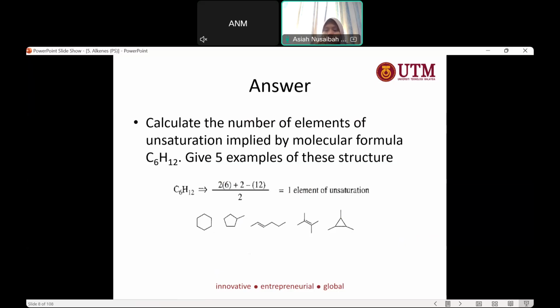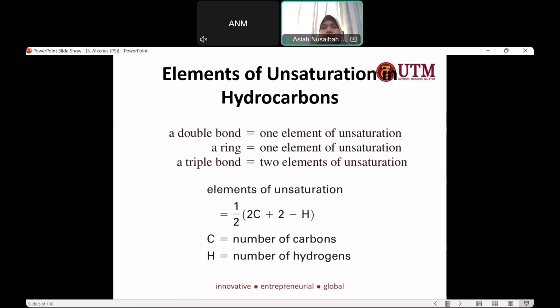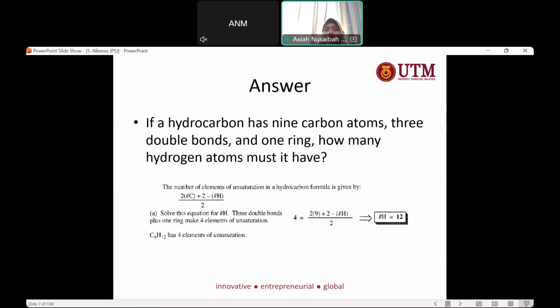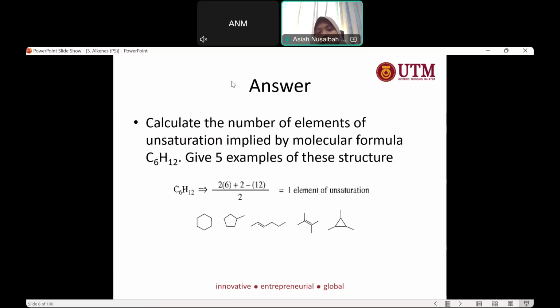element is. As we see from the list here, one double bond, one element, one ring, one element, but a triple bond has two elements. Since the answer is 1, it's not going to be a triple bond. The choice is only one double bond or one ring. So when the question asks, give 5 examples of these structures, you can choose to draw any structures, but it must have one element of unsaturation.